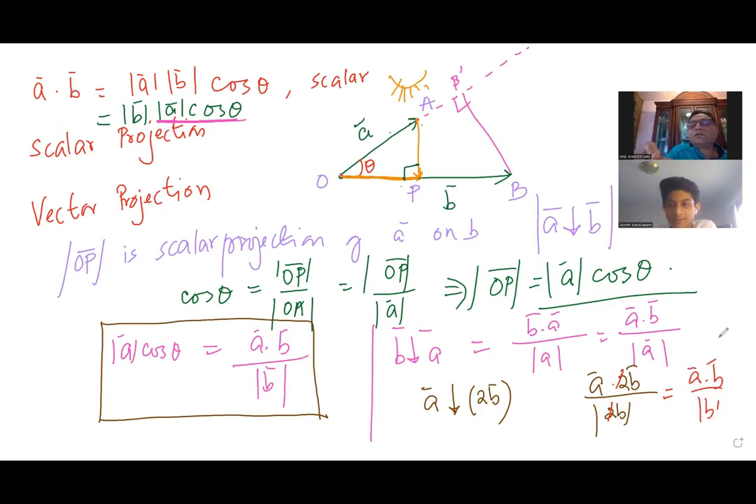If B is longer, how does it matter? My projection is this only. It's still the same. So it is independent of the vector B. It is only dependent on the angle between the two. If B is half, it doesn't matter. I'll draw a dotted line. The projection is going to remain the same. Very important concept. So the scalar projection is absolutely clear?